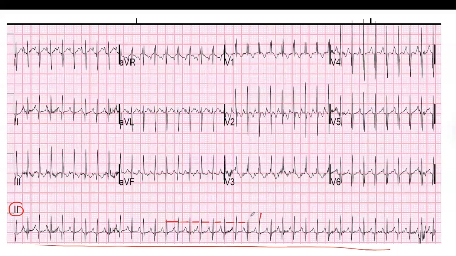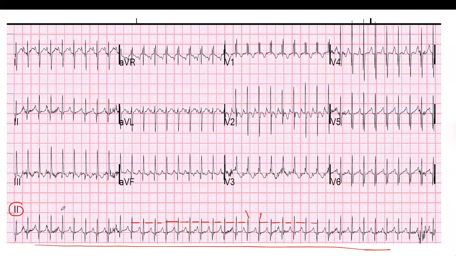So if we say that in between two RR intervals there is just one large square, right? So maybe just slightly larger than one, if we say. So yes, the rate is about 300, right? And is it regular or irregular? We can see that all the RR intervals are regular, okay?